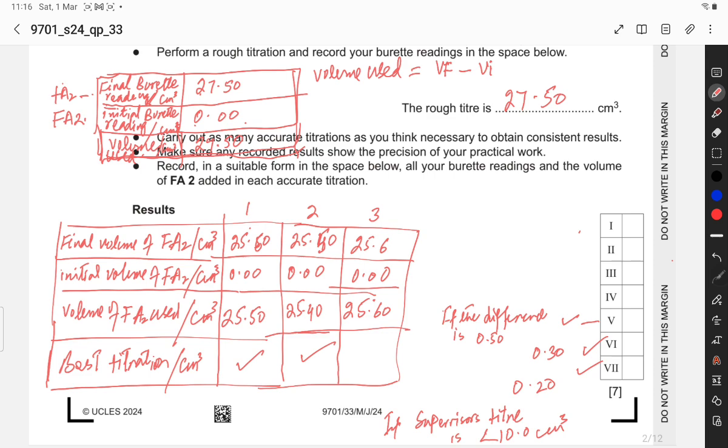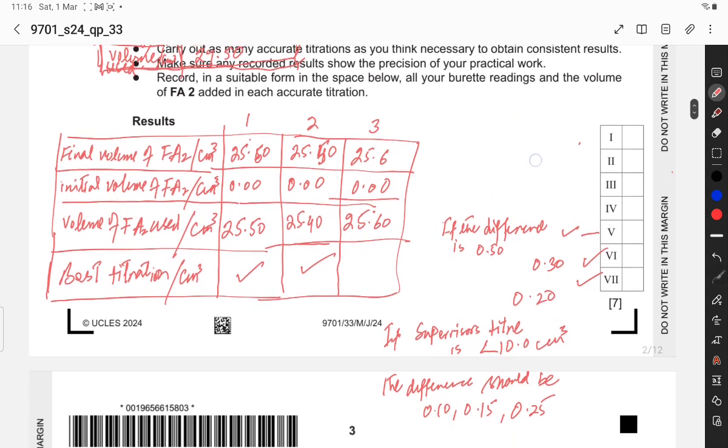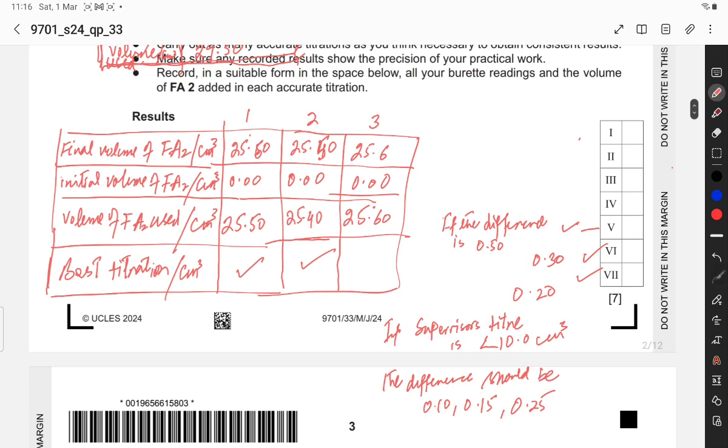Carry out as many accurate titrations as you think necessary to obtain consistent results. Make sure any recorded results show the precision of your practical work. Record in a suitable form in the space below all your burette readings and the volume of Fa2 added in each accurate titration. Now draw another table in which you have to record three readings for the titration.